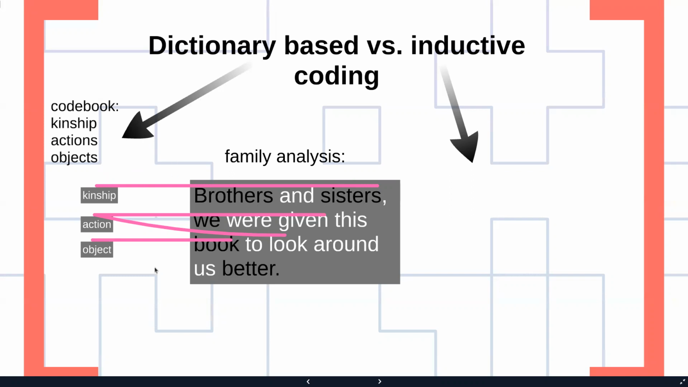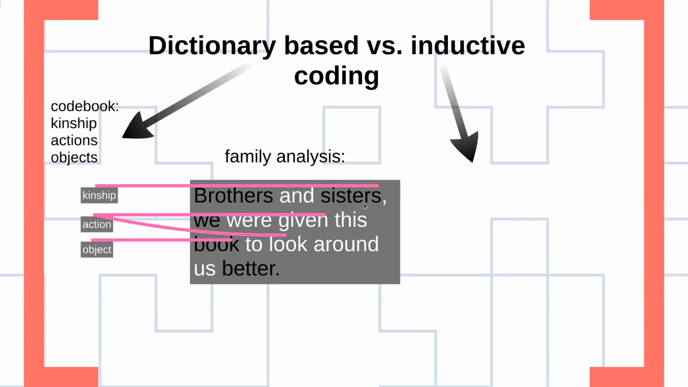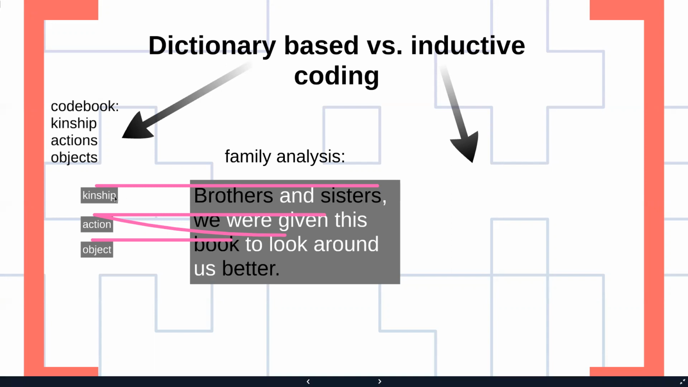But we can see that the coding is not appropriate, because in this sentence, brothers and sisters are not relatives, but it's addressing people in a religious context, where they call themselves brothers and sisters. Sometimes in political parties or in some groups, people call themselves brothers and sisters. So just using this code book doesn't guarantee that codes are applied validly.